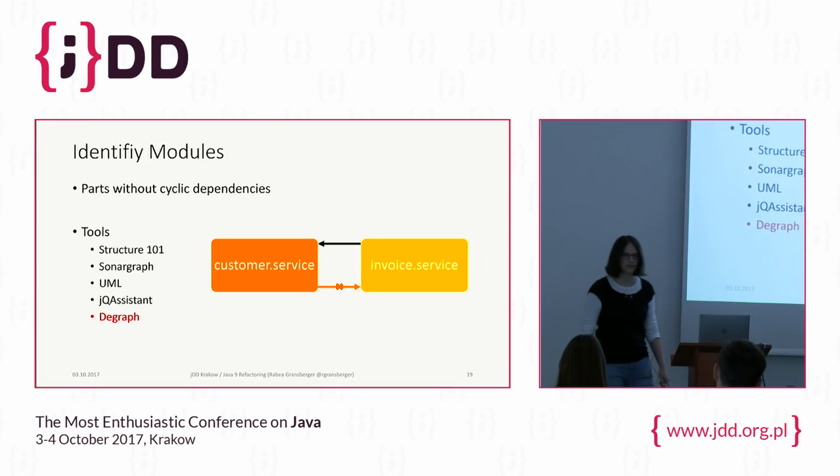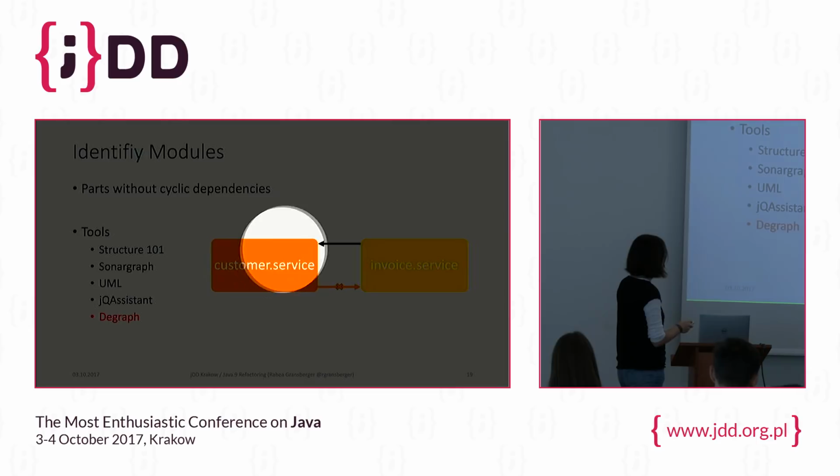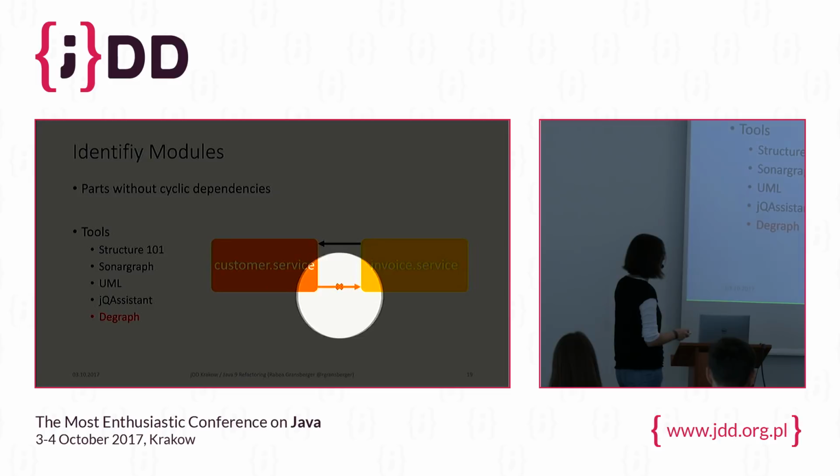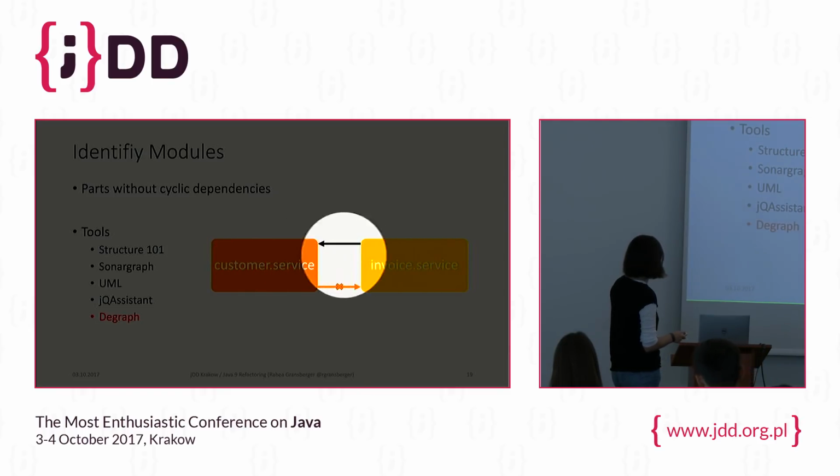What we don't want to do is sit there, go over our source code manually, and identify the modules. So we need some tools to help us identify modules. The easiest way to identify modules is to find parts without cyclic dependencies in our application. So in our former example, we said the invoice service can access the customer service, but the customer service won't access the invoice service. If we have this arrow, then we have a cyclic dependency here. If we don't have this arrow, we can use those two as separate modules.